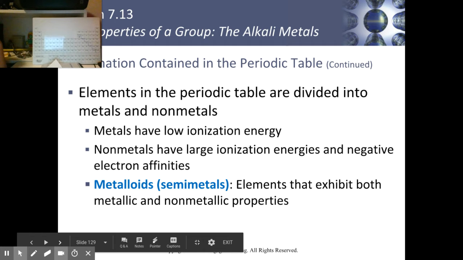Nonmetals also have negative electron affinities. Remember what that meant? That meant that they become more negative or more exothermic as they gain electrons. The metalloids are the semi-metals, and they exhibit both metallic and nonmetallic properties.